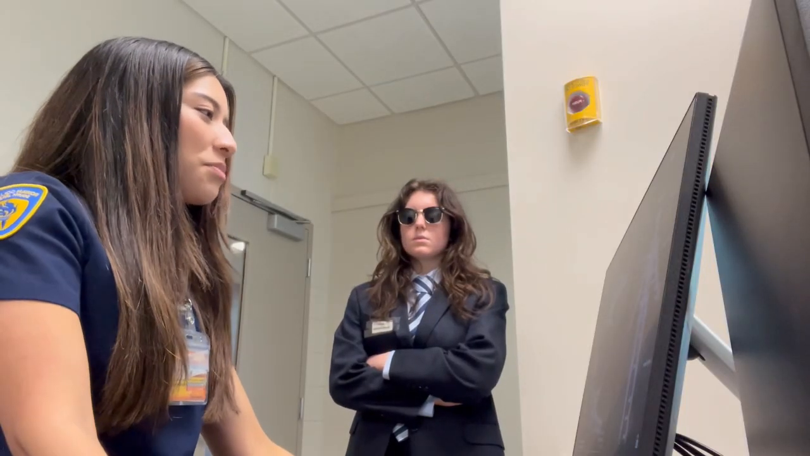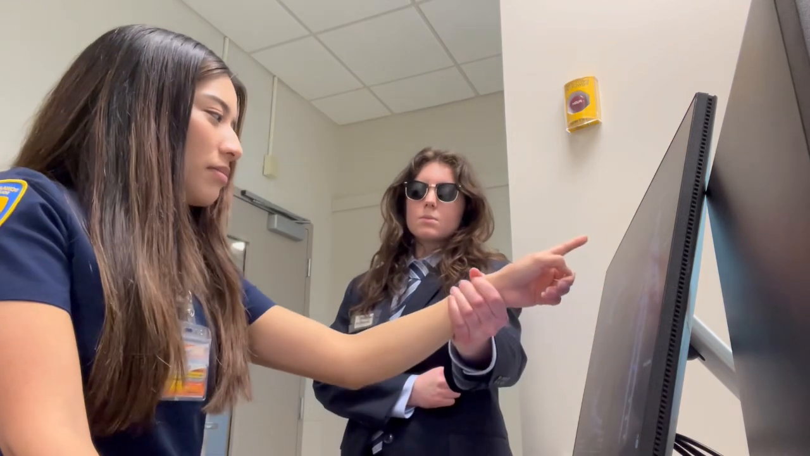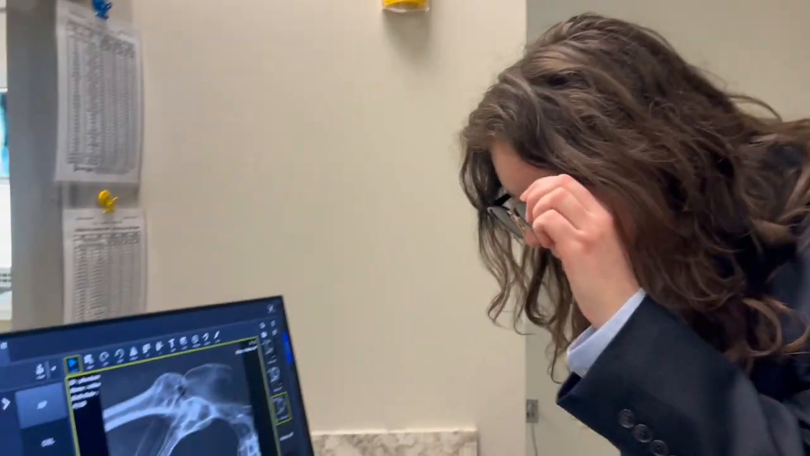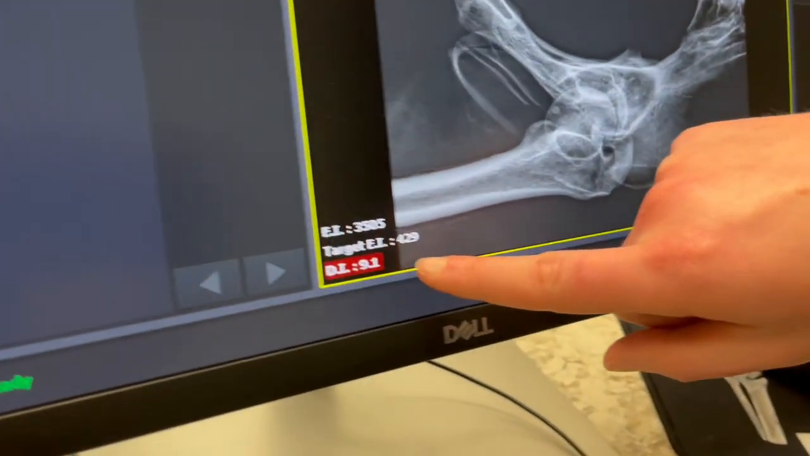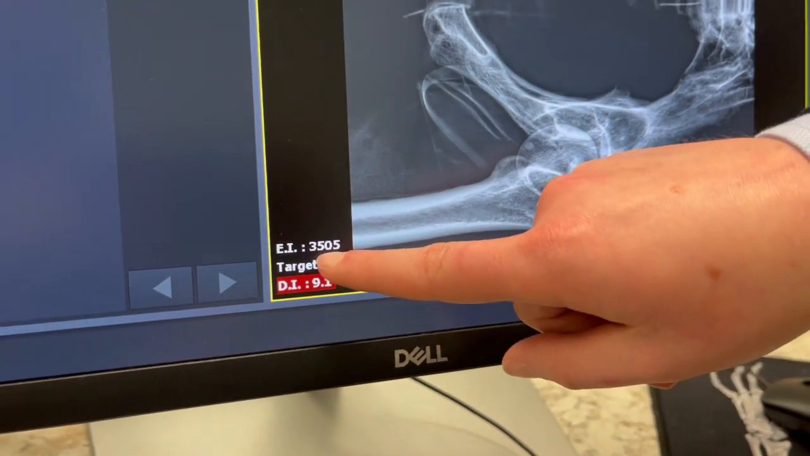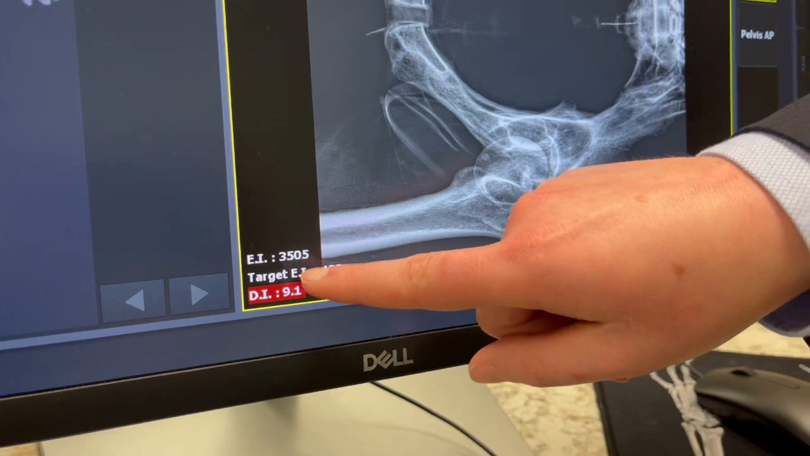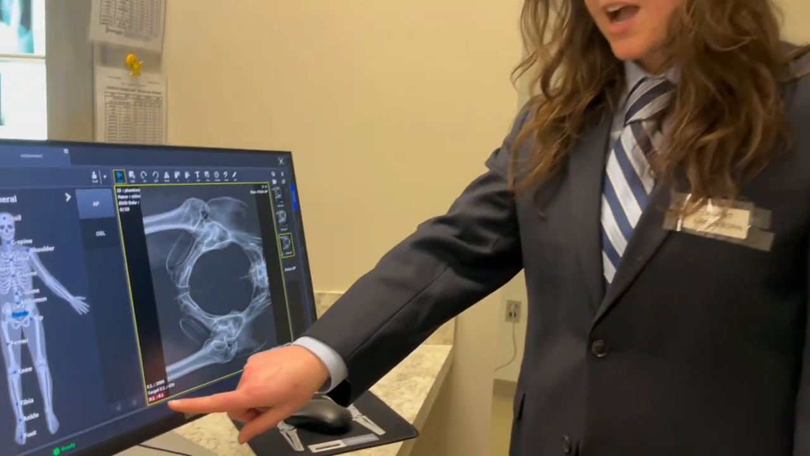Okay, this looks good. I'm gonna send it over to PACS. Look at your EI number. The target EI for this case is 429, and the EI you got is 3,505. Based off that and the DI number that's 9.1, you should know this is overexposed and should not be sent to PACS.